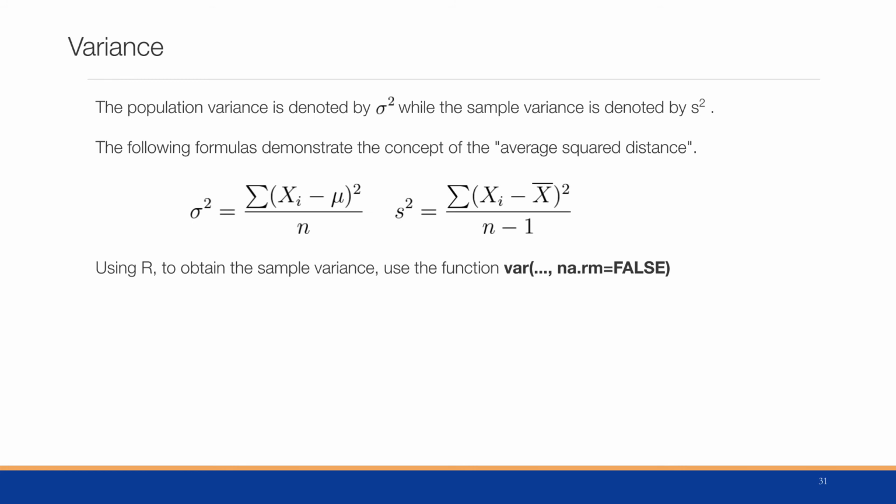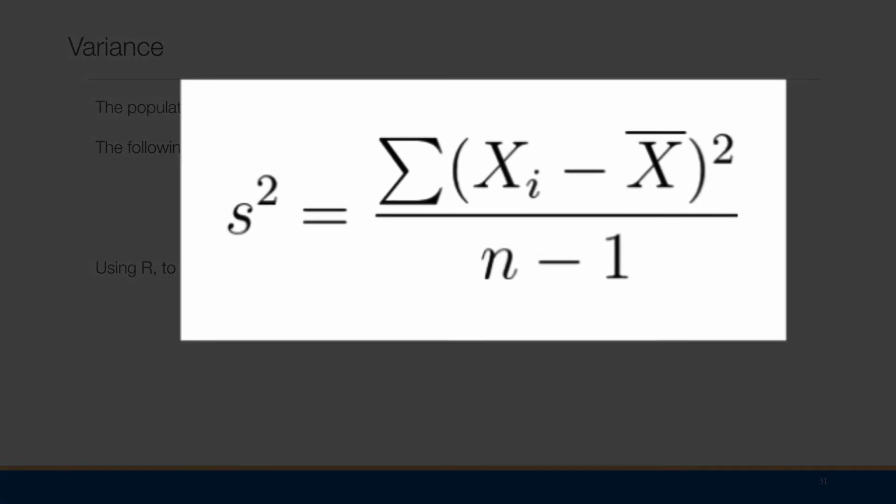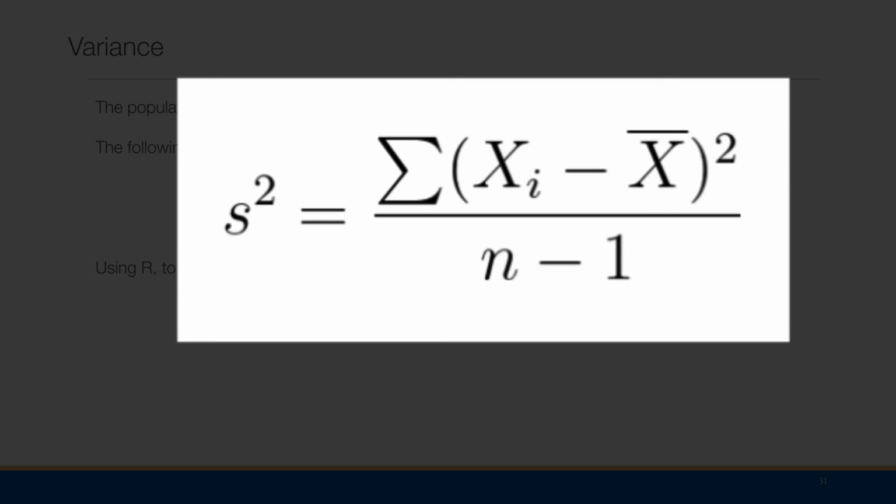Now, the population variance is denoted by sigma squared, and the sample variance is denoted by s squared. Again, the Greek letter is used for the population, and the Latin letter is used for the sample. So we have the following formula for the variance. We'll focus on the sample side. We'll take each observation, which is xi, and we'll subtract x bar, which is the mean of the sample.